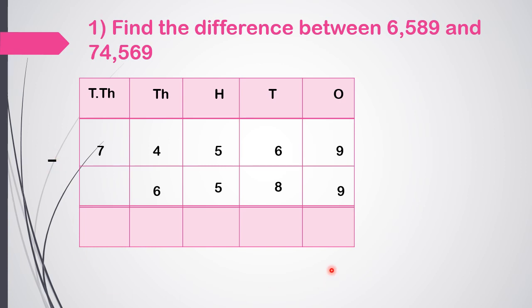Now we have to start from the ones column, isn't it? So now we are going to subtract from the ones column. So 9 minus 9. What is 9 minus 9? 0. Okay. Whenever we subtract the same number, 1 minus 1, 2 minus 2, 3 minus 3, like that, the answer will be 0. So 0. Now 6 minus 8.